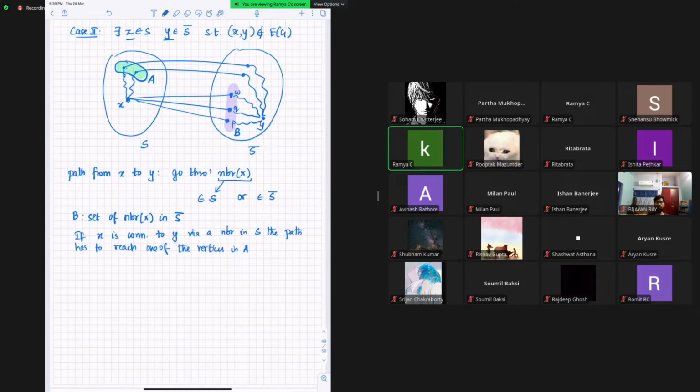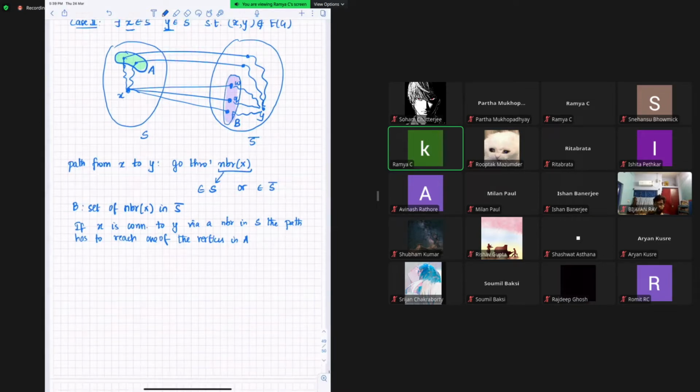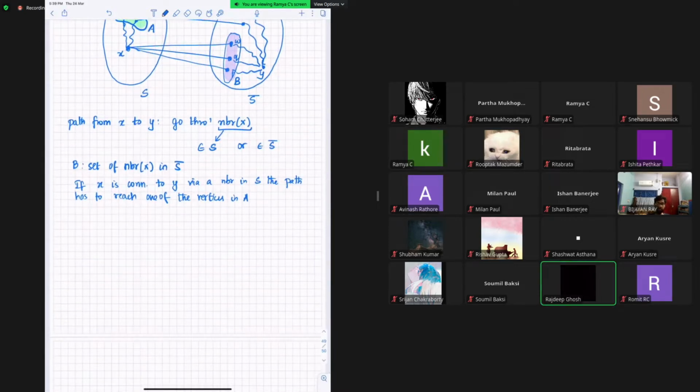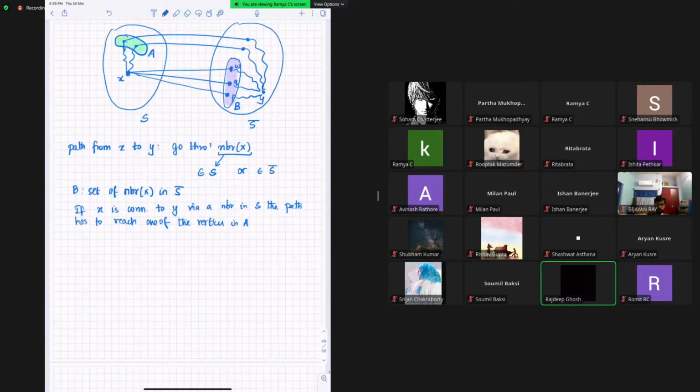So now can someone give me a vertex cut from these two sets? Ma'am, we can just remove all the vertices in A and B. So what he's saying is A union B, right? Is a cut set. Is this clear to everybody? If there are any questions, we can clarify that.